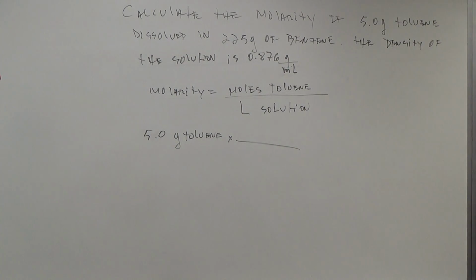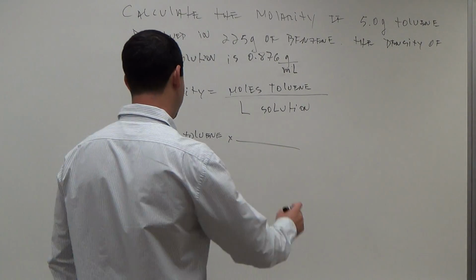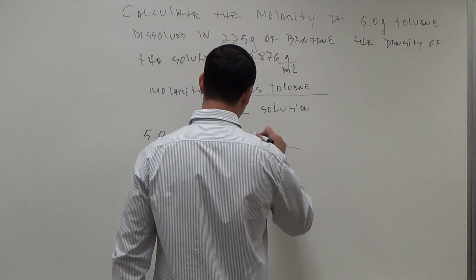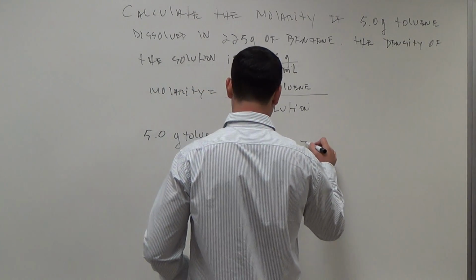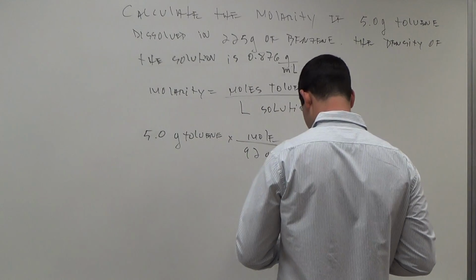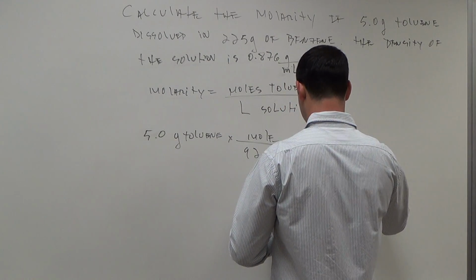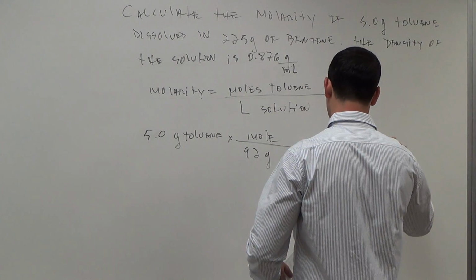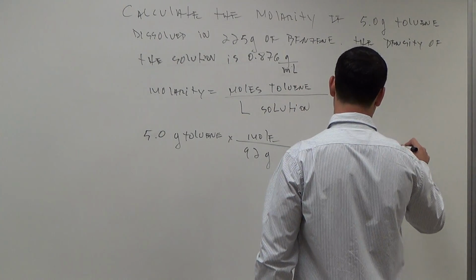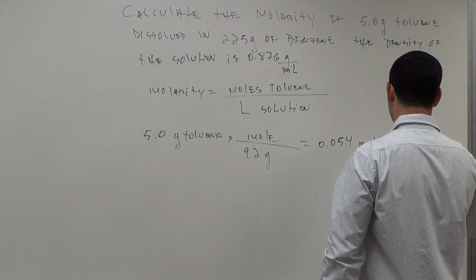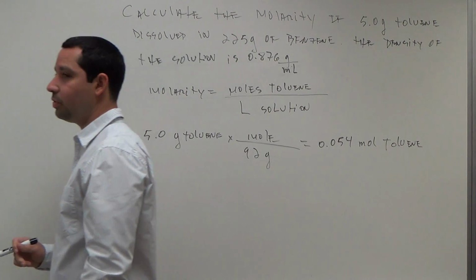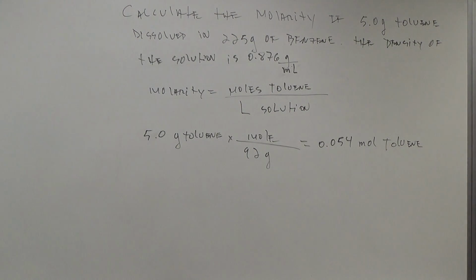Grams of toluene divided by the molecular weight, which is 92 grams per mole. What's this equal to? 5.4 times 10 to the negative 2 moles. Okay? That's what I get of toluene. Yes or no?